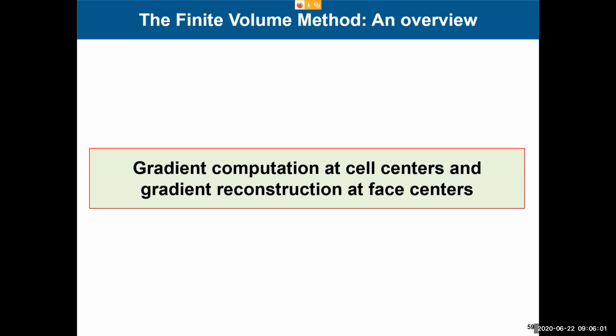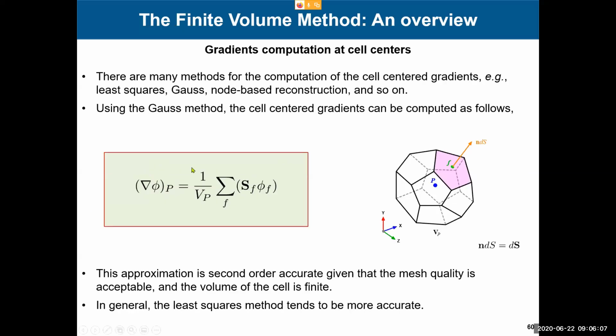So now let's talk about gradient computation at cell centers and gradient reconstruction at face centers. So we mentioned that we can compute it like this. There are many ways, as I mentioned. This is probably the easiest one, but it's second order accurate, okay? So it's just a summation of the fluxes along all faces, okay? You can reconstruct it. And again, remember that you need good quality meshes, otherwise you might have problems with this gradient.